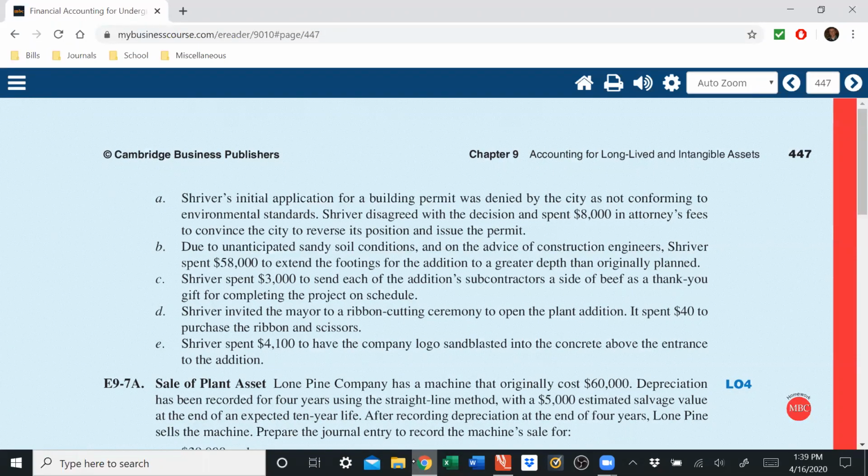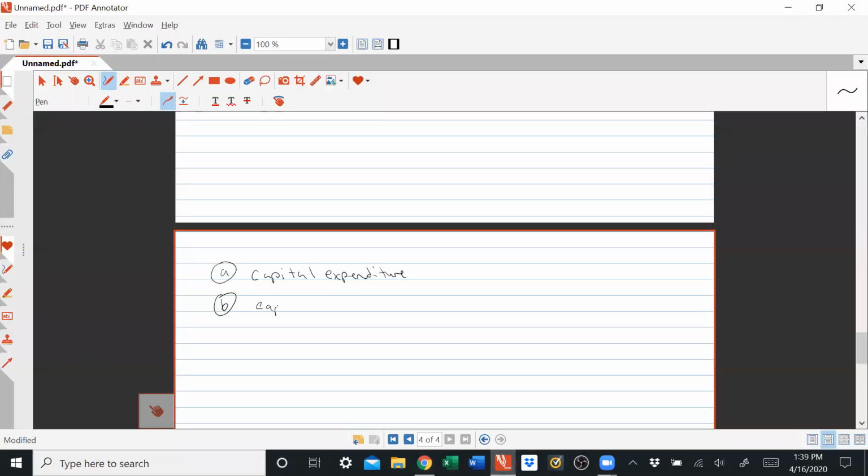I think it probably improves the quality of the asset. It probably extends the useful life of the asset. And so I think it would be a capital expenditure. This $58,000 should be debited to the building, not debited to some expense.